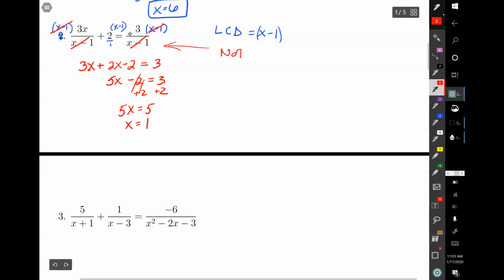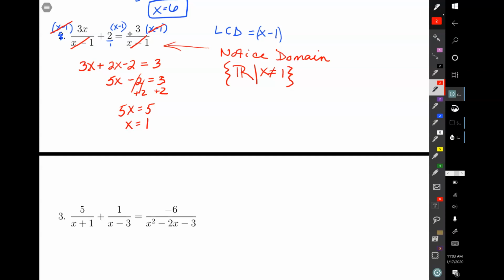But if you notice, the domain is actually all real numbers such that x is not equal to 1. So I'm writing this in set notation with braces around it. So I have a brace, real number, the double line R that stands for real numbers, and then a straight line means such that, then x not equal to 1, and then I close it with the brace. So if I end up with an answer of 1, then really the only thing I can write is no solution.